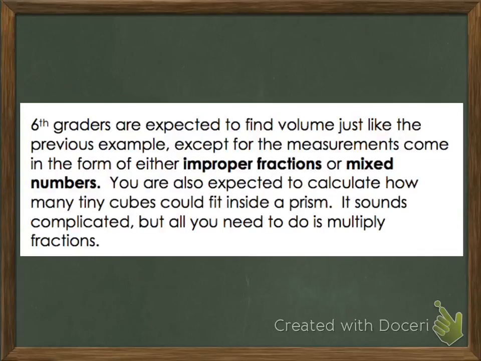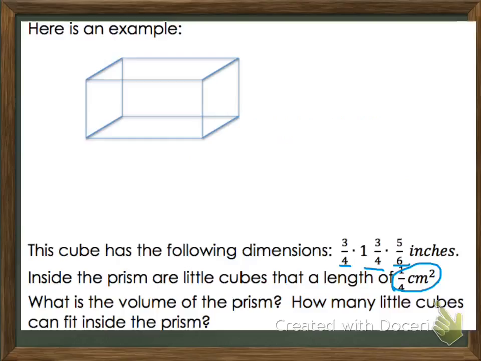Sixth graders are expected to find volume just like the previous example, except the measurements come in the form of either improper fractions or mixed numbers. You are also expected to calculate how many tiny cubes could fit inside a prism. It sounds complicated, but all you need to do is multiply fractions.